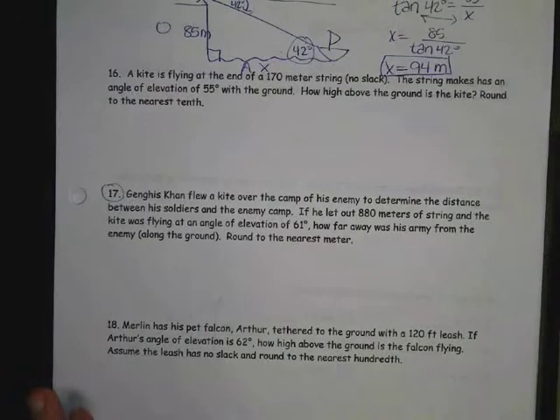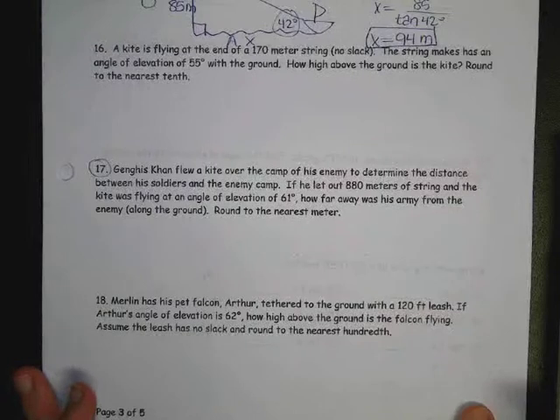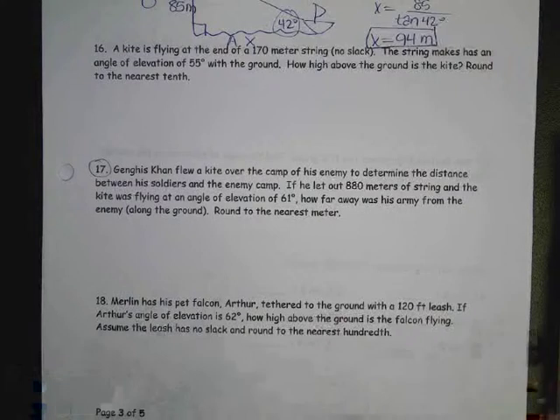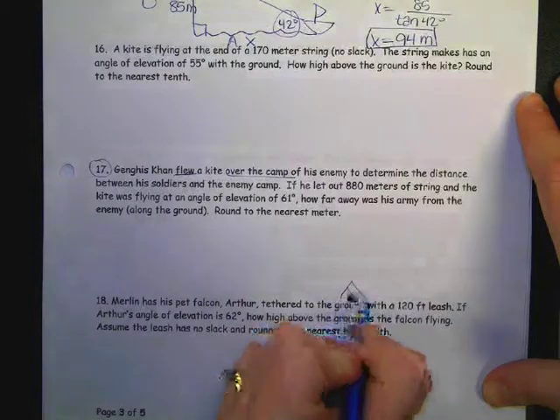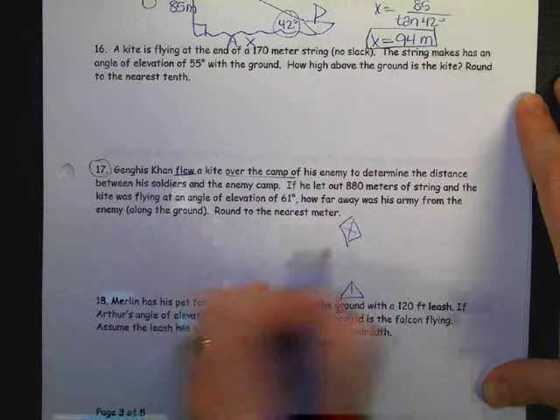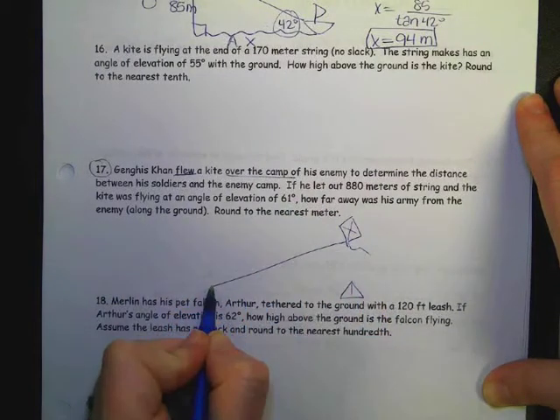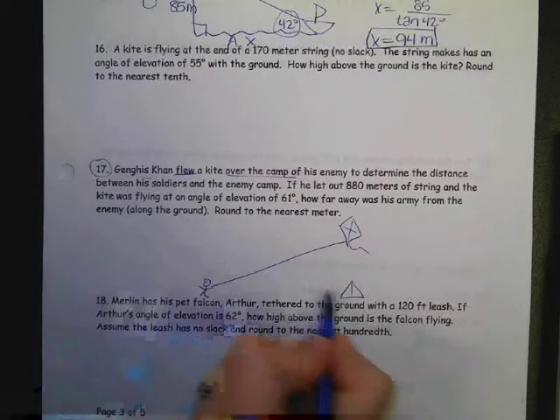Number 17. Genghis Khan flew a kite over the camp of his enemy to determine the distance between his soldiers and the enemy camp. If he let out 880 meters of string and the kite was flying at an angle of elevation of 61 degrees, how far away is his army from the camp? Okay, when you look at this problem, the kite is flying over the camp. So if this is my camp, that's a camp, and the kite is flying over that, well, the string to the kite is going to be where we are, Genghis Khan, away from the enemy's camp.